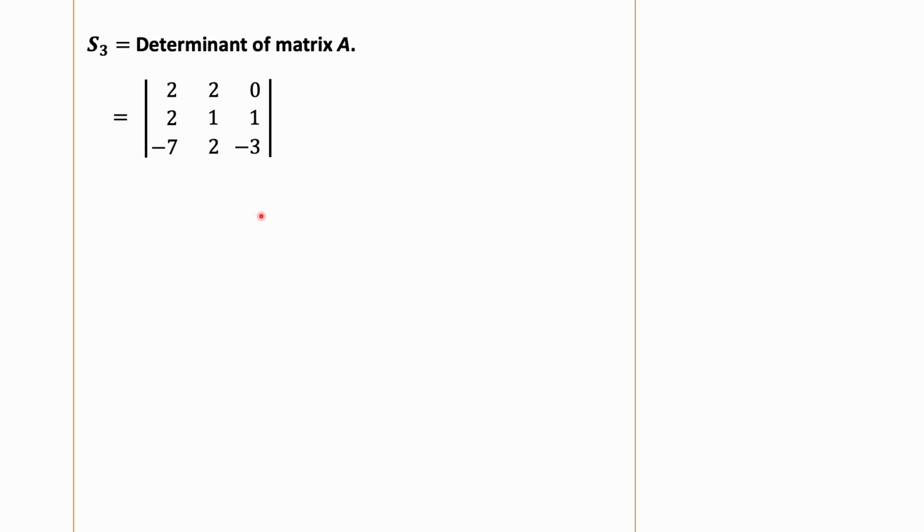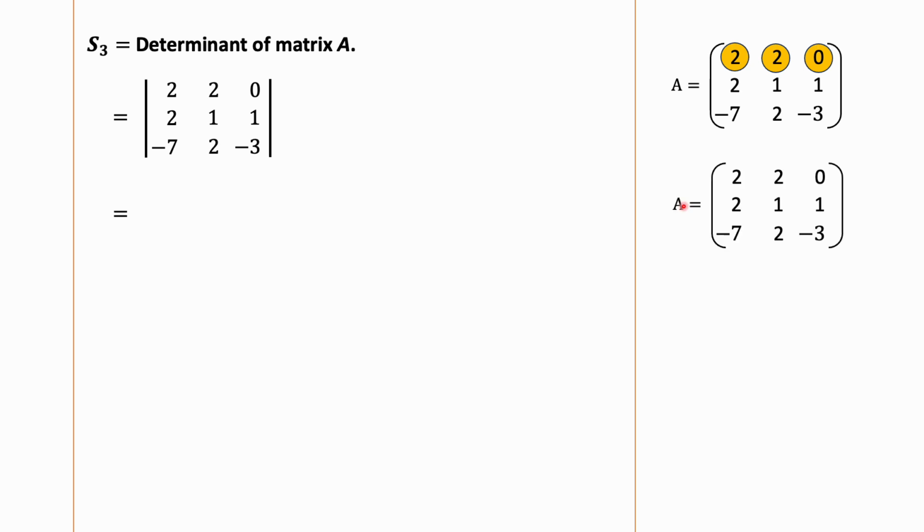Again, we know the determinant: 2, 2, 0, 2, 1, 1, minus 7, 2 and minus 3. We have to find the value of this, right? The determinant of matrix A. To find the determinant, you can take any column or any row. Generally, we take the first row. In this first row, the first element is 2, so write the value of 2 into its minor. Got it? The element 2 into its minor.